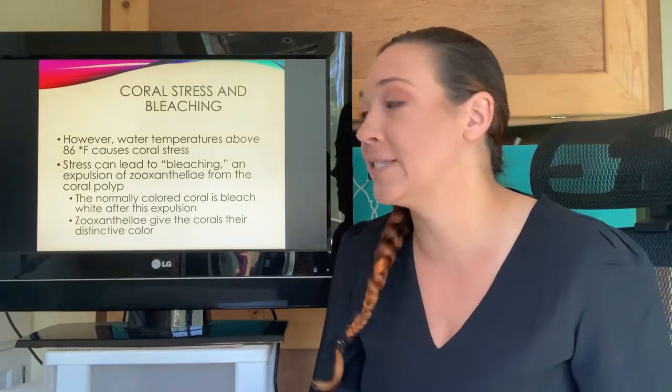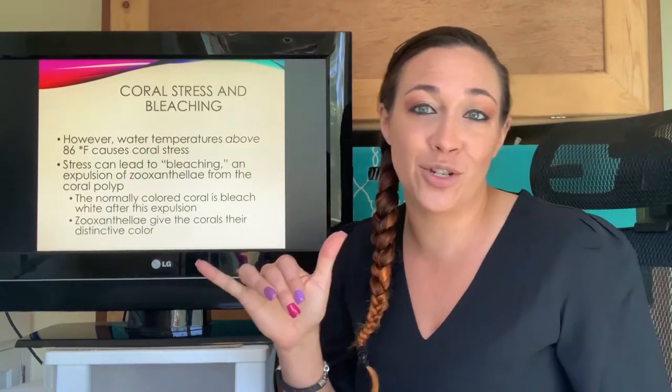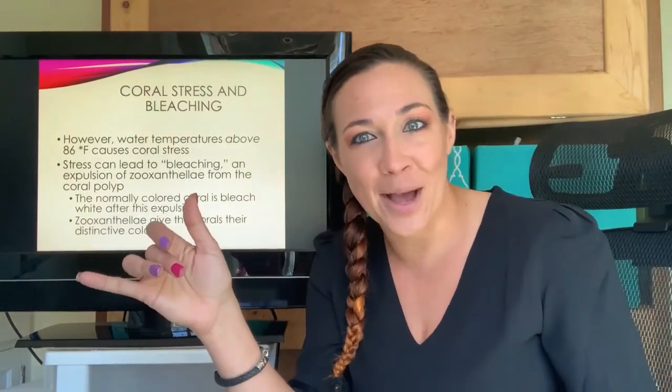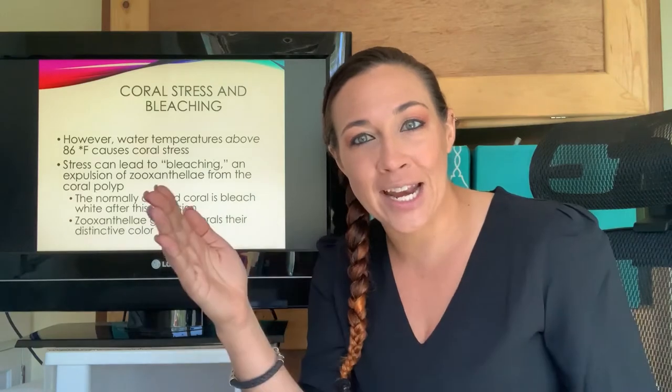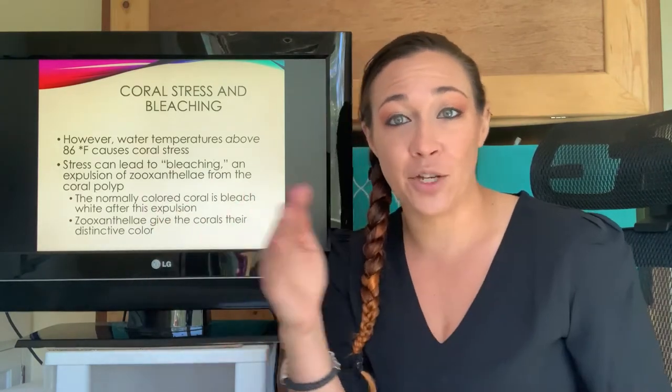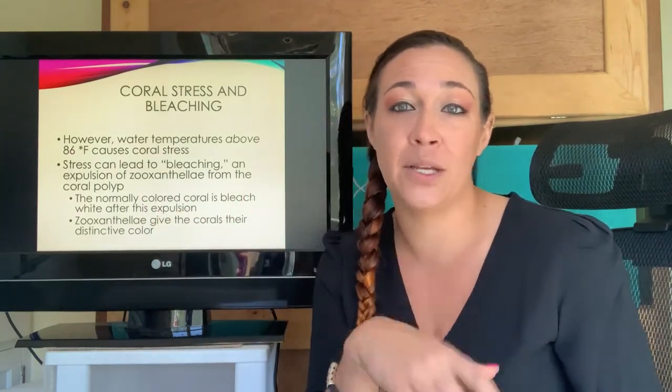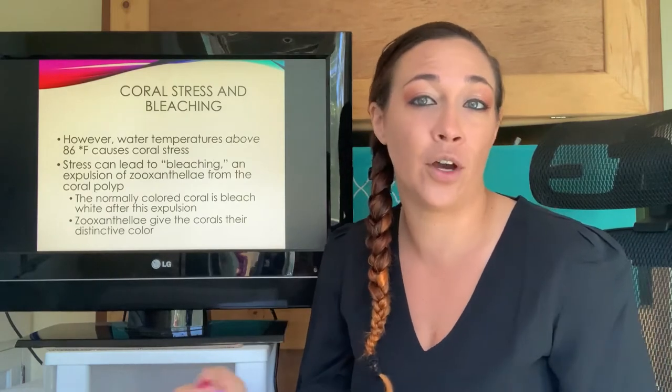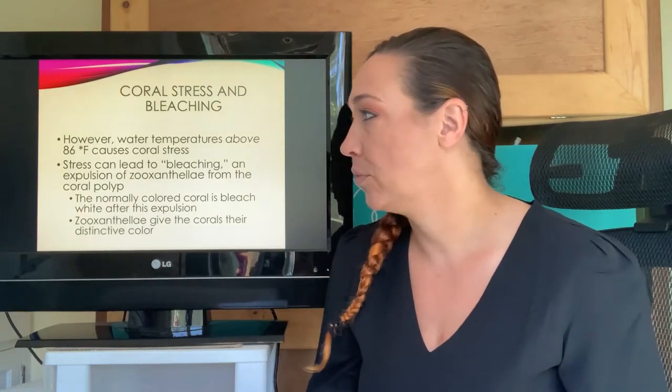So anything over 86, so 68 is the magic number. 86 is the magic number. So anywhere between 68 and 86, right, that's your money spot right there. That's where you really want to be to get the optimal amount of coral reef growth.